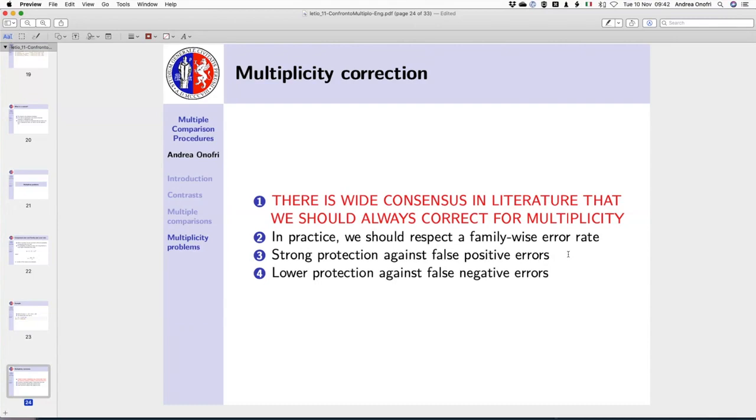But we can organize an experiment to prove that a hypothesis is false by rejecting it. If we show that the hypothesis is false, then it is false. We have rejected it, and once it is rejected, it is rejected. So, according to the Popperian principle, we need to adopt a strong protection against false positive errors.